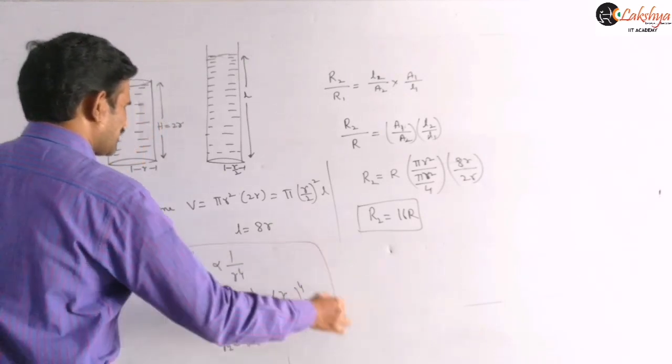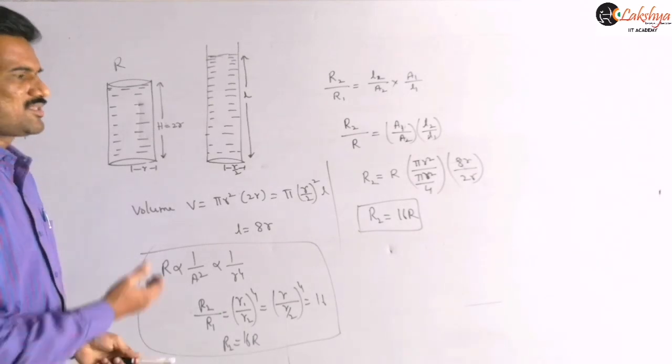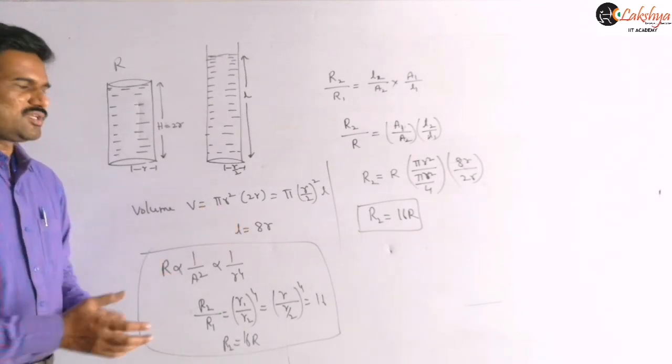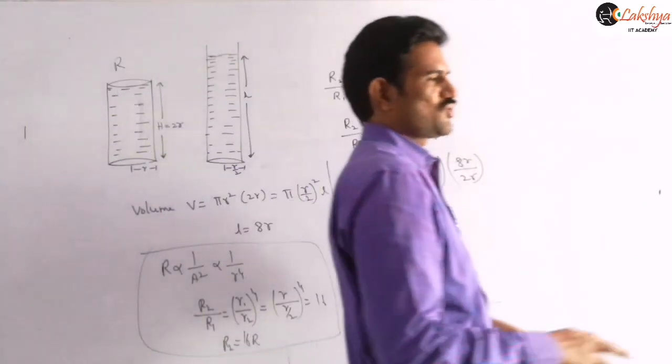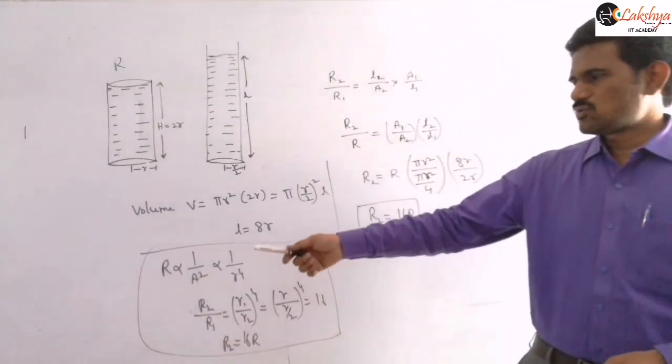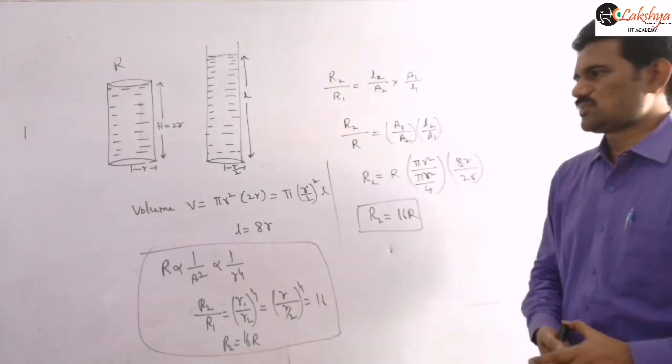If you use this method, you can solve it easily since the volume remains constant. Otherwise the general procedure is to find the length here and then use R is equal to rho L by A. Since volume is constant, you can also approach it by this method. Like that, there will be many problems based on this.